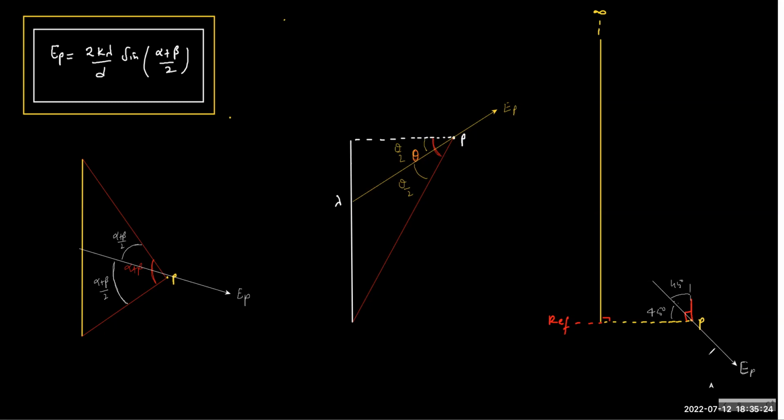And you can get the answer directly. What is the EP value here? 2k lambda by d into sine of angle subtended by 2. What is EP here? 2k lambda by d into sine of 90 by 2, which is 1 by root 2, or sine 45.